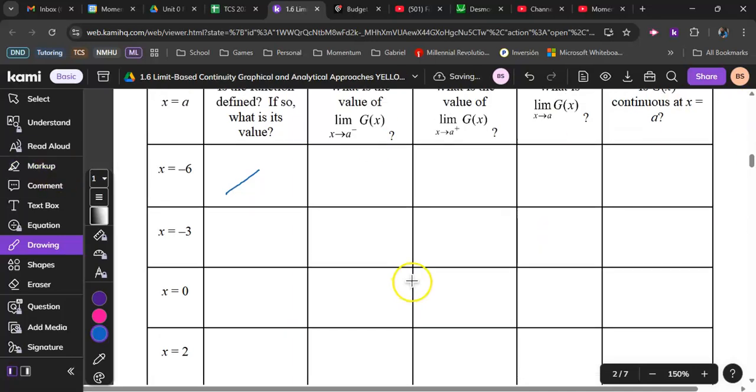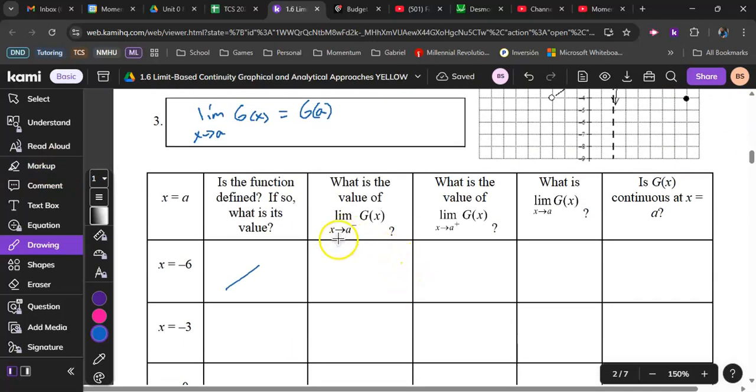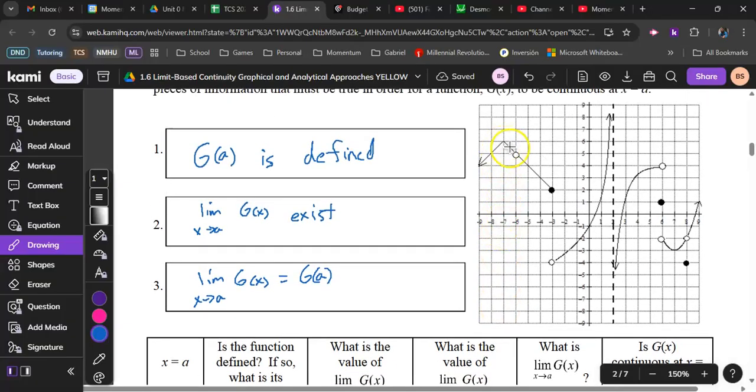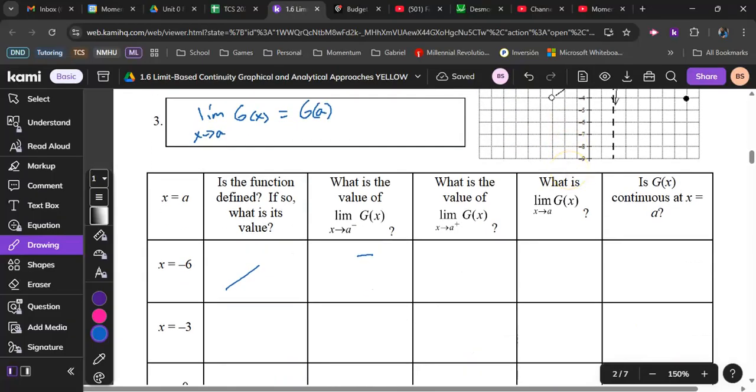Okay? What is the value of the limit from the left, and what is the value of the limit from the right? From the left, it's 5. From the right, it's 5. You guys see that as we move up and down here, right? As we go from the left and right, it's 5. So that means the limit is 5. But the function is not defined there. So, is it continuous? No. It failed the first criteria. It didn't exist.